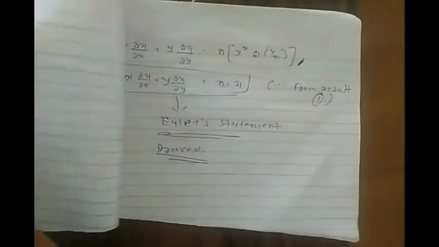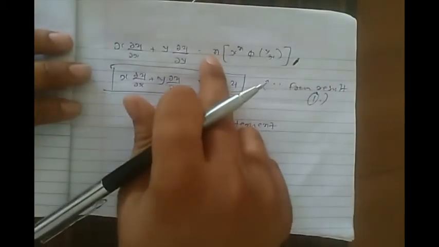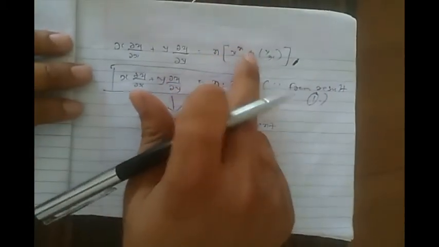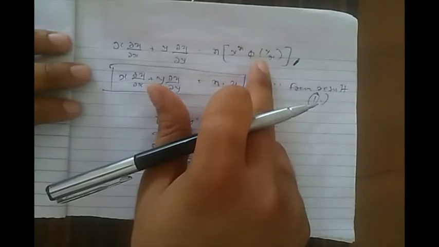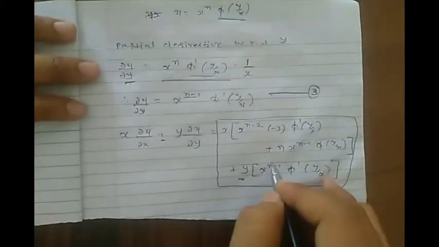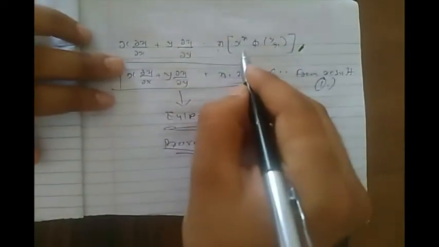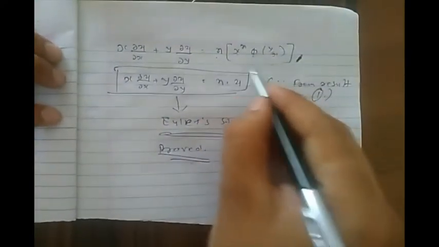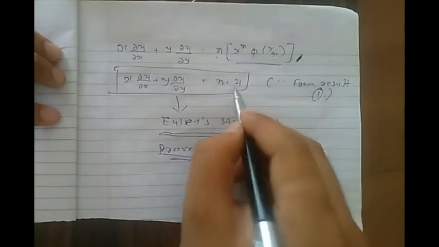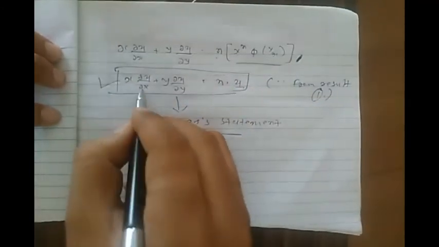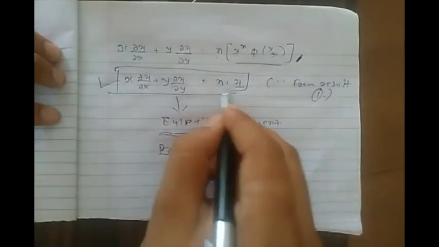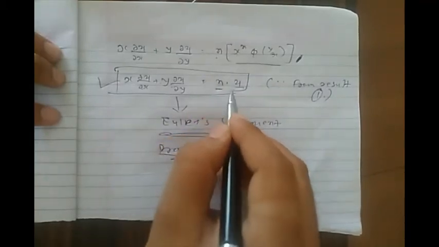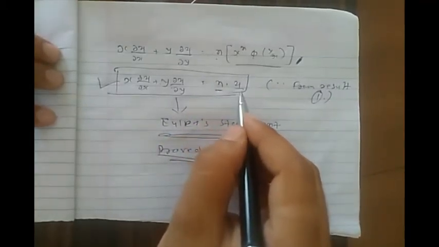Then I have n into the bracket x raised to n phi of y by x. After simplifying this statement, in the bracket I have n into x raised to n phi of y by x, and therefore I can say that this is equal to u. So therefore x del u by del x plus y del u by del y is equal to n into u. Here n is the degree of the given homogeneous function.